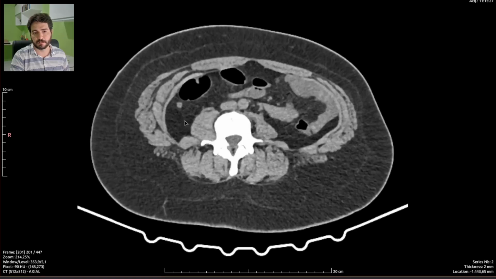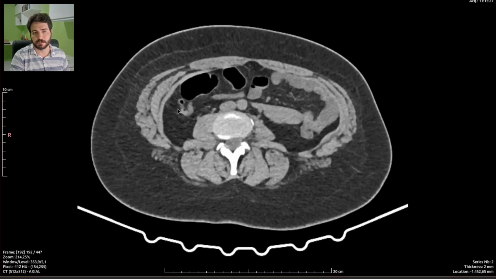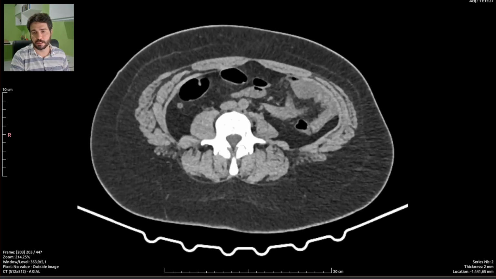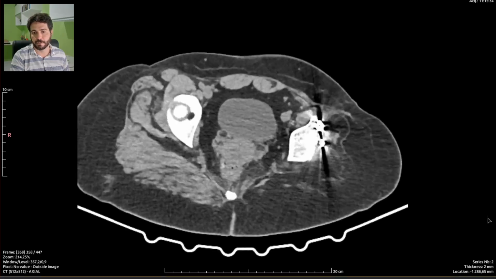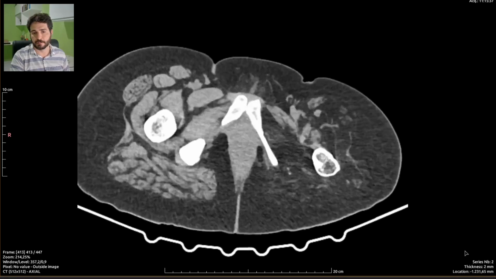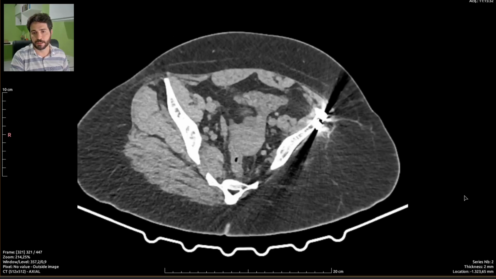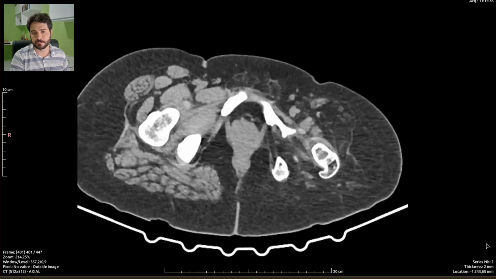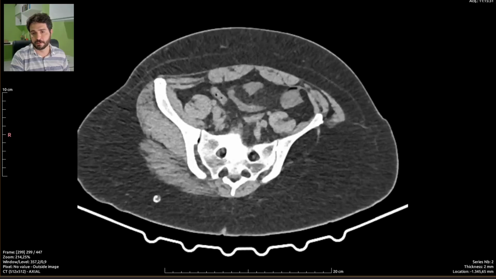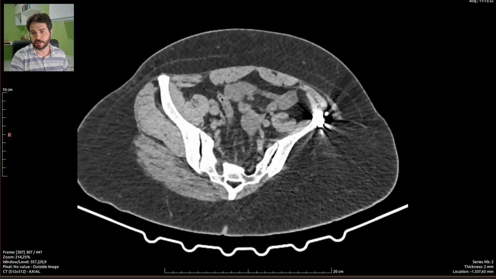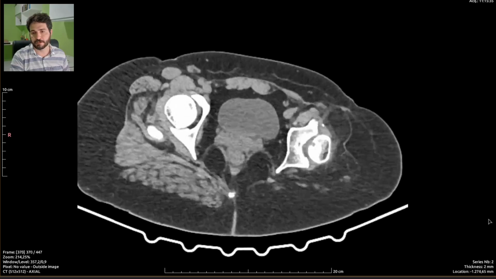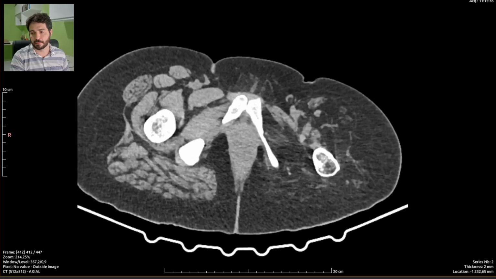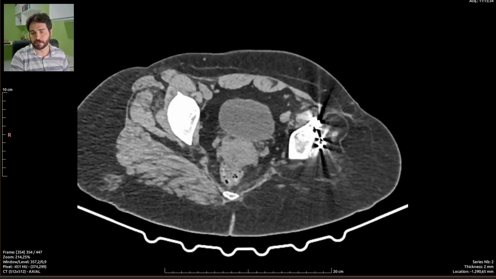The appendix is right here. The appendix is fine. So we have, this is major. She has a hypoplastic hip. The left side of her hip is hypoplastic. It's reduced in size and deformed.